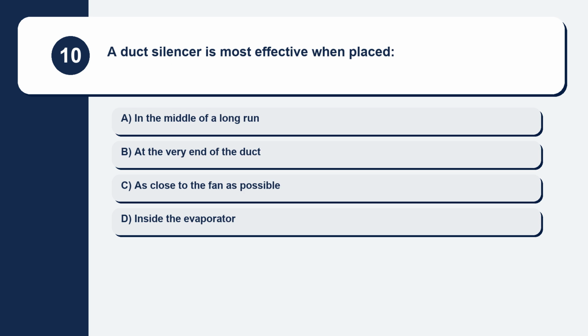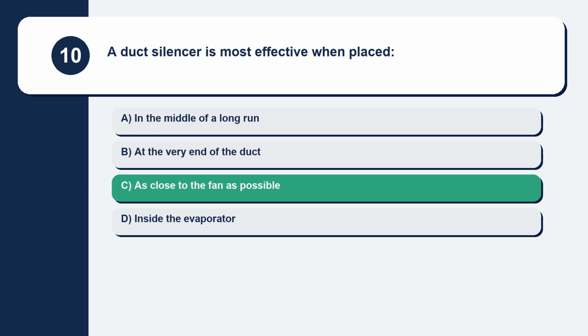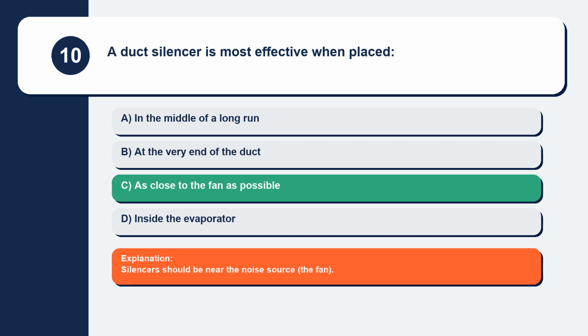Question 10. A duct silencer is most effective when placed in the middle of a long run, at the very end of the duct, as close to the fan as possible, or inside the evaporator. Silencers should be near the noise source, the fan.